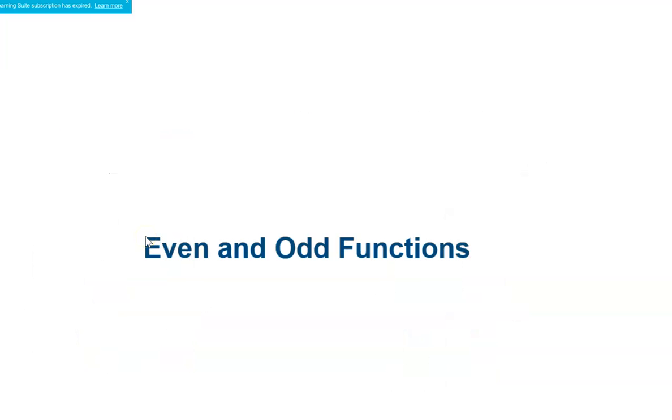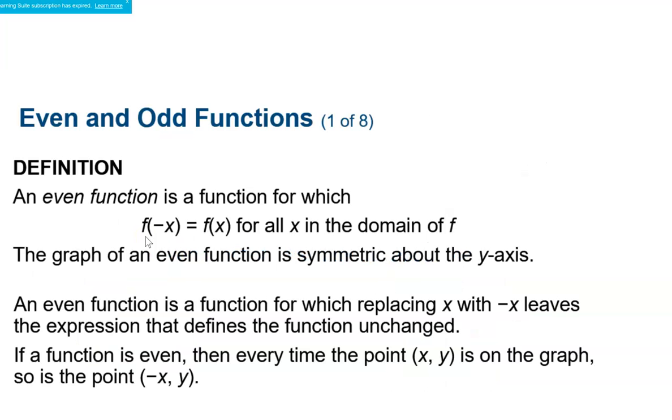Now let's look at even and odd functions. What do we call an even function? A function is called an even function if f of negative x is equal to f of x for all x in the domain of f. The graph of an even function is symmetric about the y-axis.